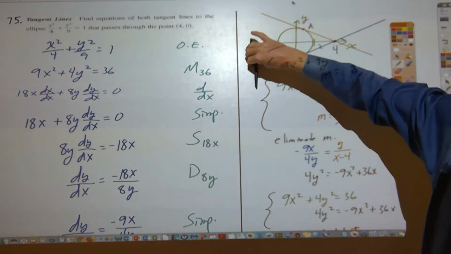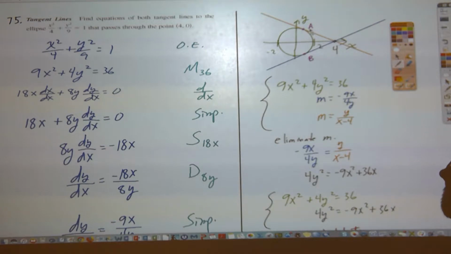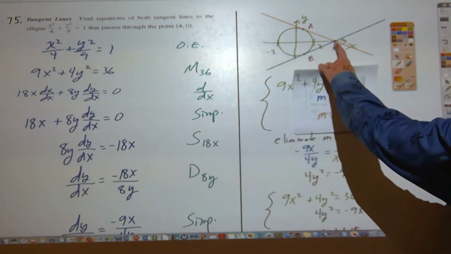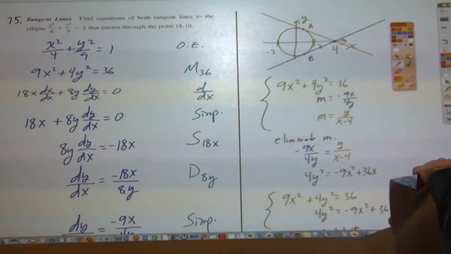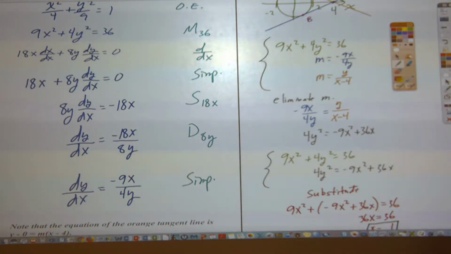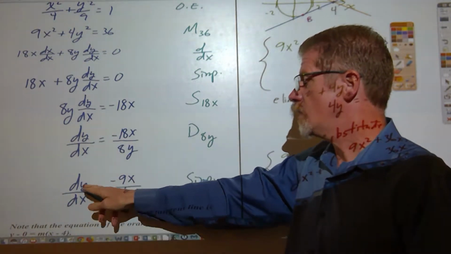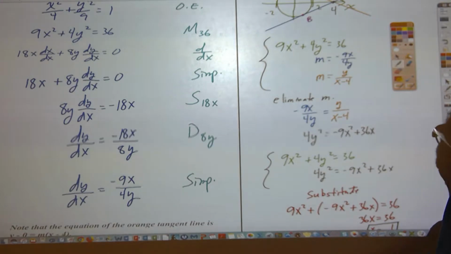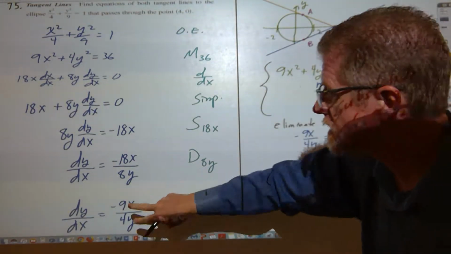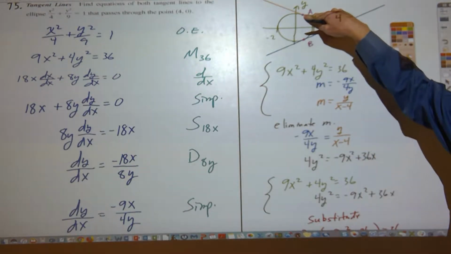So why can't you just plug in a point, like this point, 4 comma 0? Because that would give me division by 0. Anyway, dy dx represents the slopes of the tangent lines drawn to the graph of the ellipse, which means the x and y that I plug in has to be a point from the ellipse.